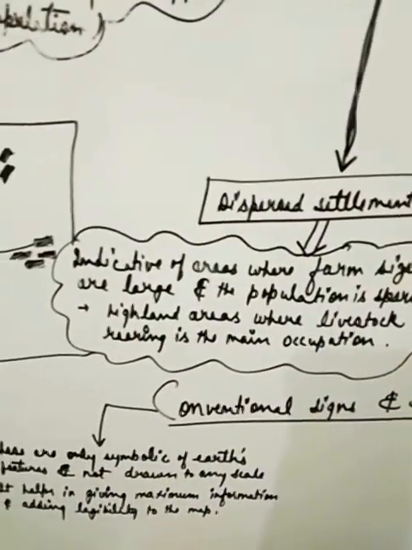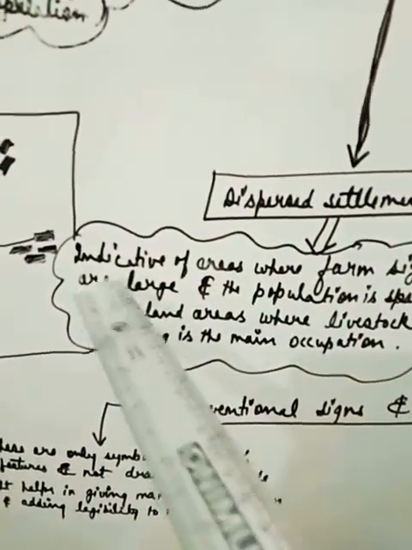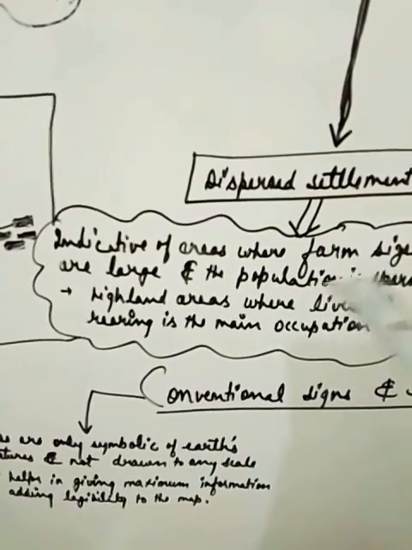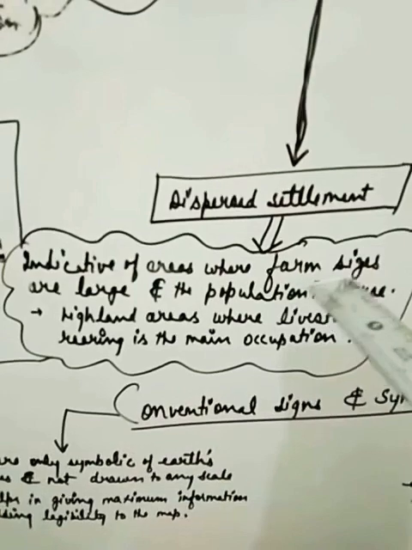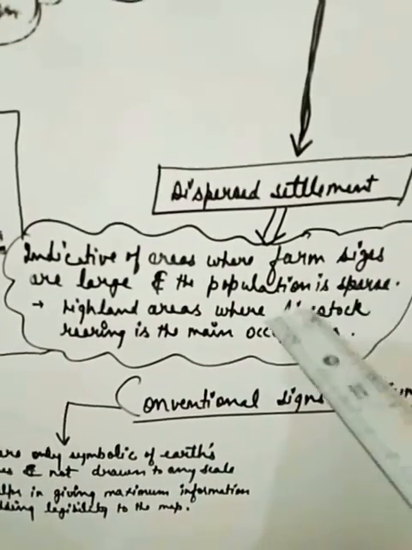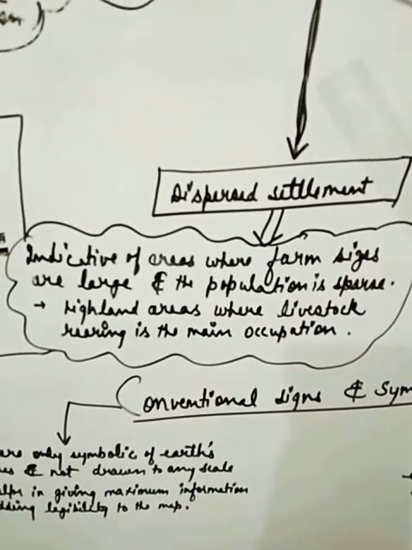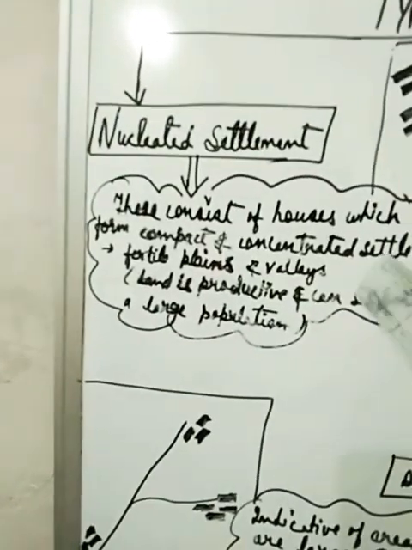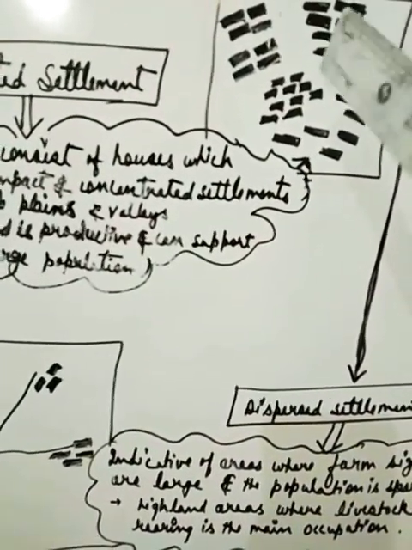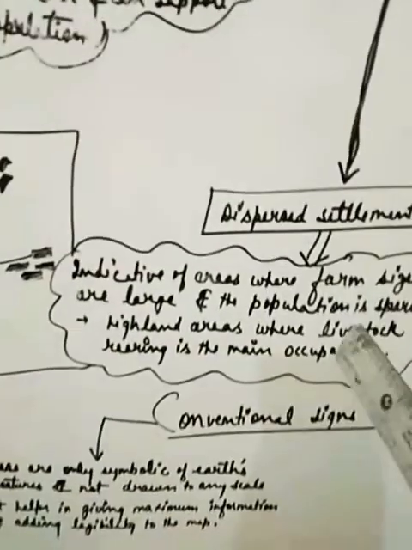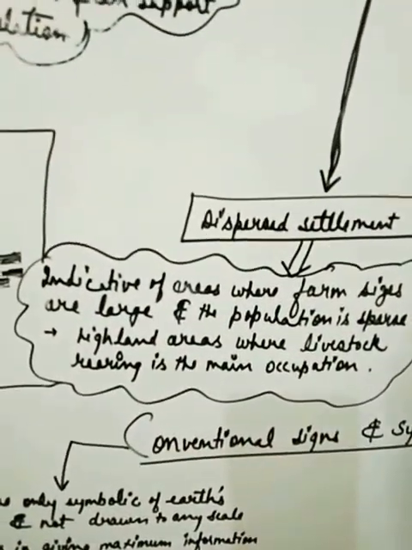Dispersed settlement is indicative of areas where farm sizes are large and the population is sparse, meaning less. You will see the large farm sizes, but the population will be less there. As compared to nucleated settlement, where we had compact and concentrated settlement and the land is very fertile, plains, valleys, here we have large farm sizes, but you will see the population is very sparse.